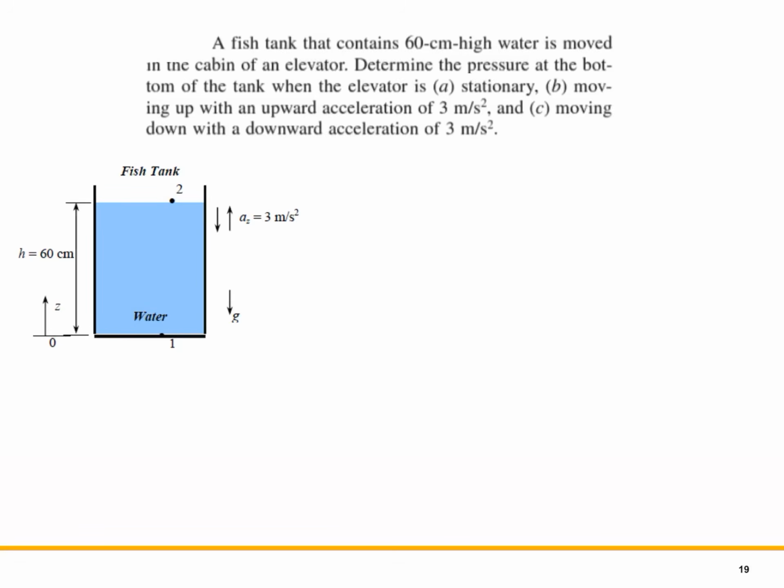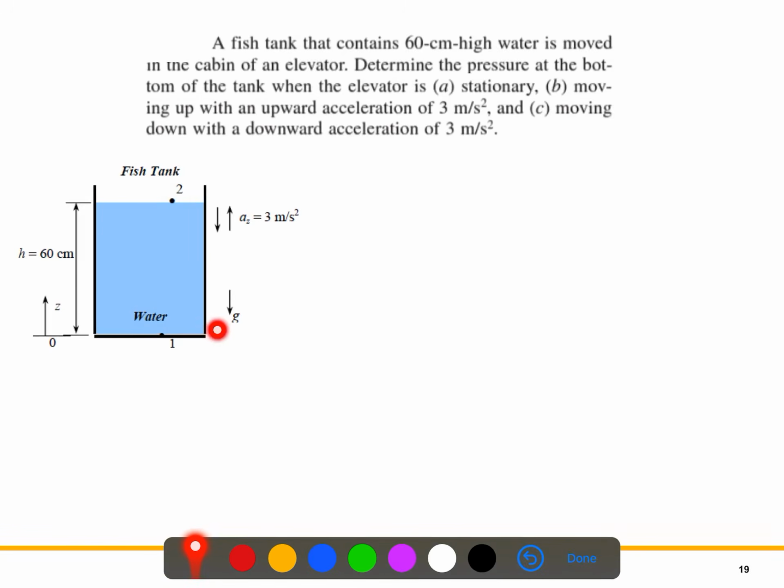Okay, so in this question we have got a fish tank, and inside the tank we have got water. The height is 60 centimeter. Here we'll see the coordinate system. So this is kind of x, this is the z, and we can say this is the 0 0. That means that's the center of the coordinates x and z. The gravity is actually acting this way as usual.